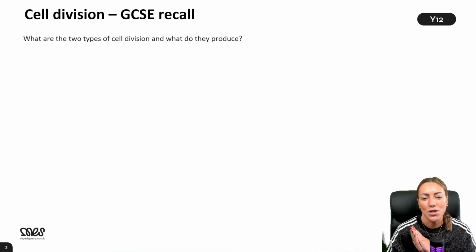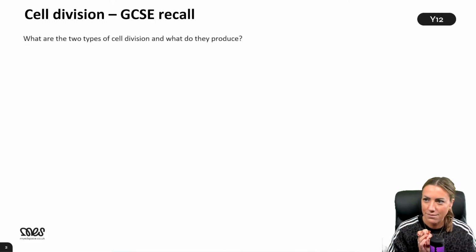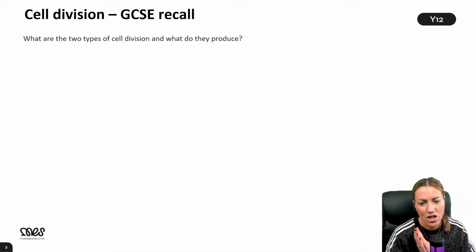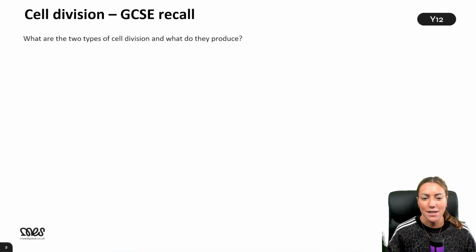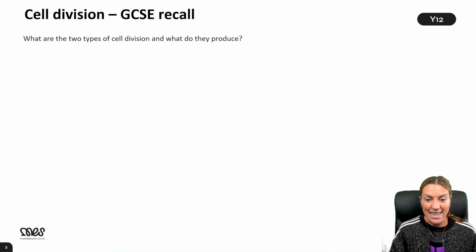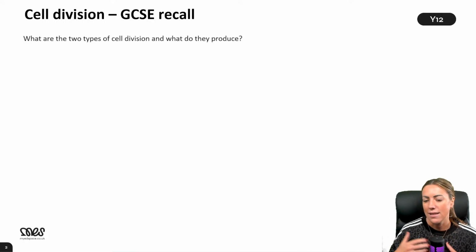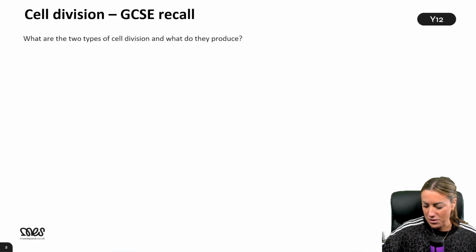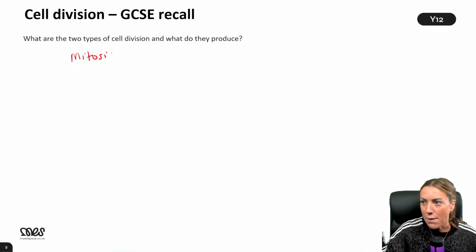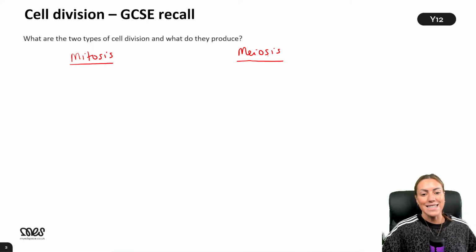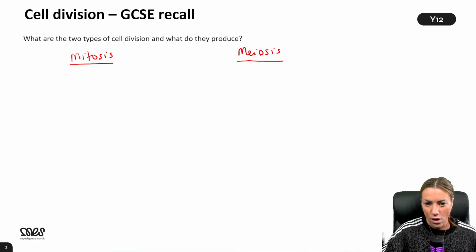At GCSE, you did 2 types of cell division. I was hoping you'd be able to tell me in the chat the names of those 2 types of cell division and anything you know about the differences between them, what they make, how they work. Good. Okay, let's get started then. So we've got the 2 types of cell division, mitosis and meiosis. Let's try and add on a little bit more. What do these types of cell division make? What are they used for?